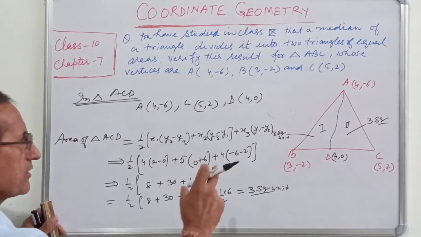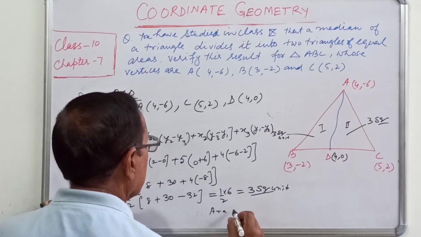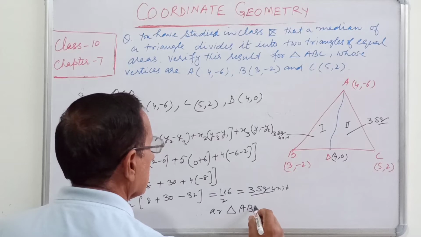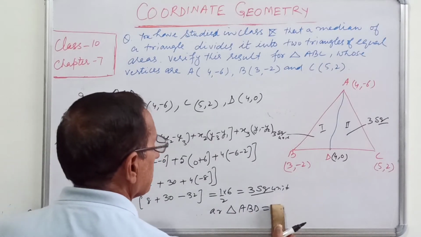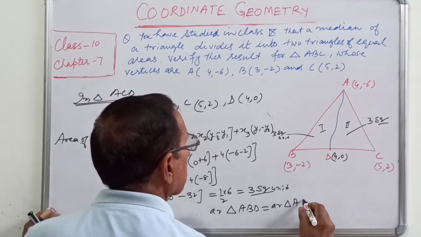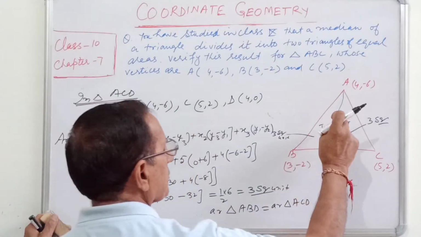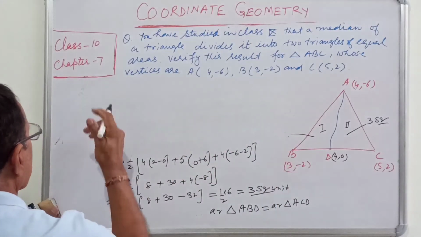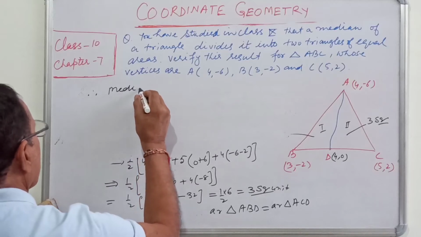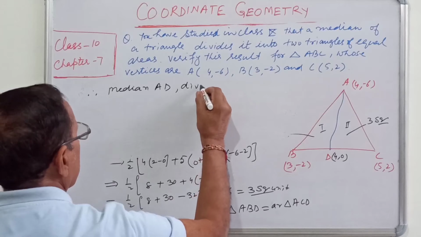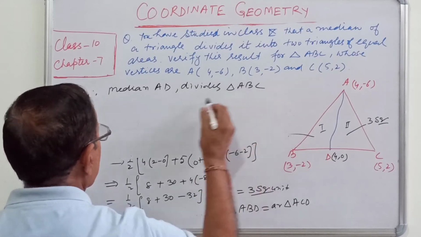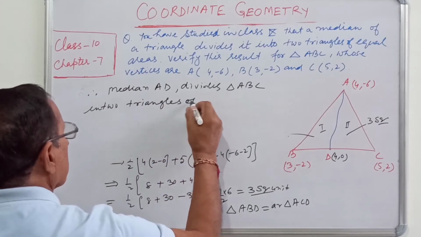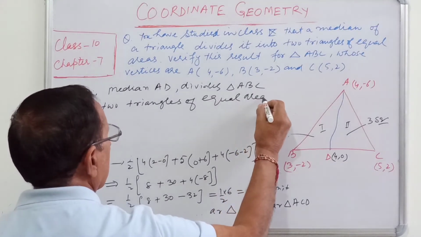So this proves that the area of both triangles is equal. Therefore, the area of triangle ABD is equal to the area of triangle ACD. So it is proved that the median divides the triangle into two triangles of equal area. Therefore, median AD divides triangle ABC into two triangles of equal areas, hence proved.